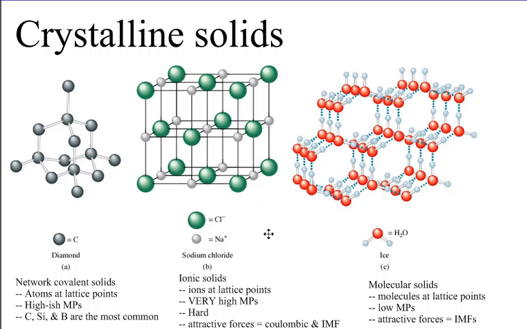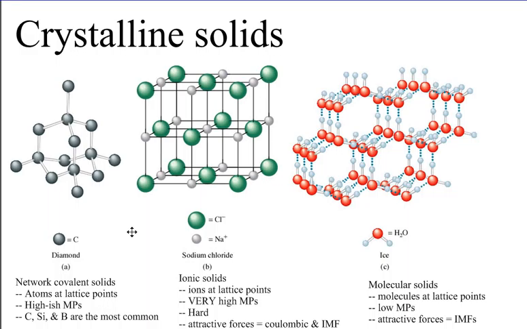And in between those two, ionic solids, which are very strong, very high melting points, and molecular solids, which are relatively low melting points, you have network covalent solids. So where you have a covalent bond, so carbon bound to another carbon, bound to another carbon, bound to another carbon. This would be a diamond. Diamonds are just carbons bound to one another in covalent bonds. So atoms are at each lattice point.